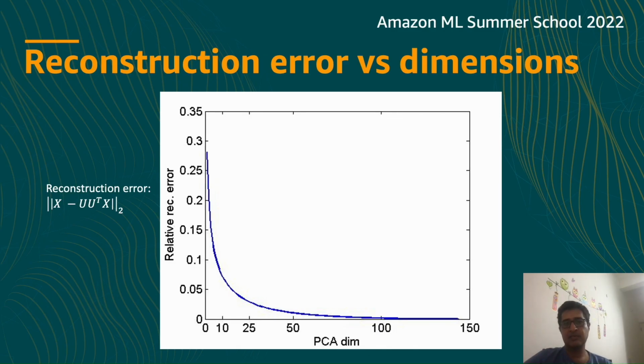Let's say that this is our reconstruction loss metric. As your PCA dimensions increase, beyond 100 of course, you have zero loss as such. But it is quite interesting that even with only a few dimensions, which is 10, you are able to reconstruct this image quite well, actually.